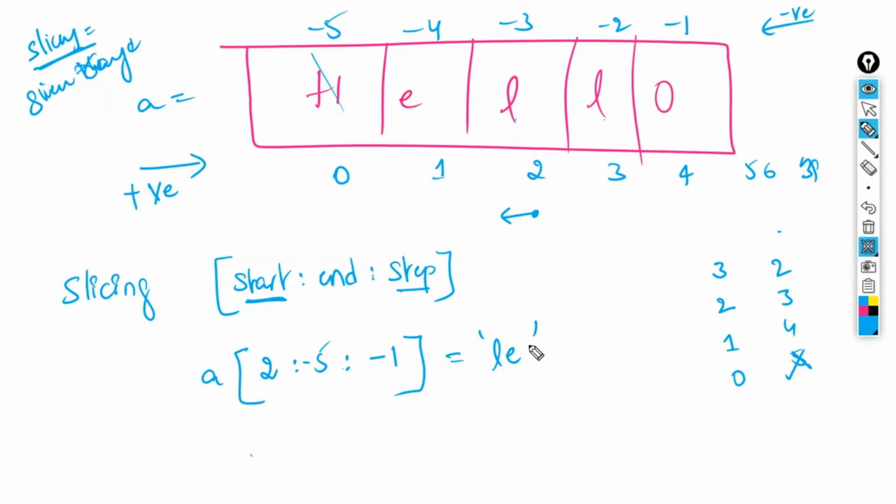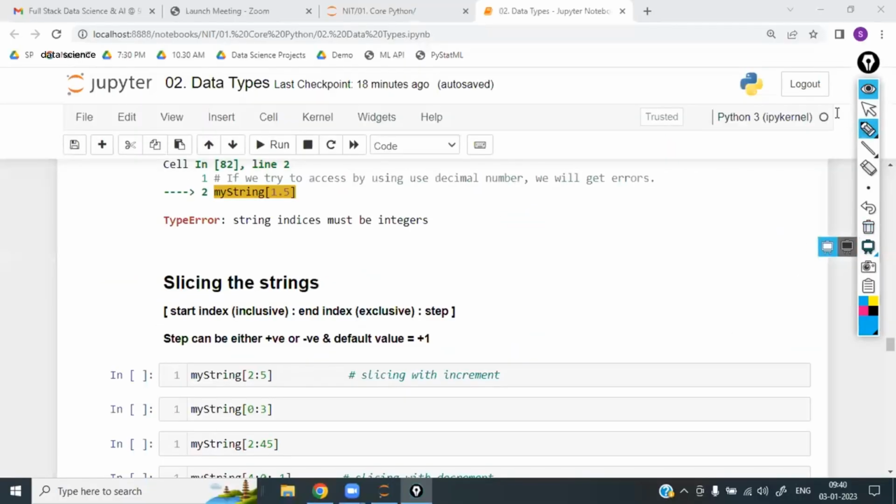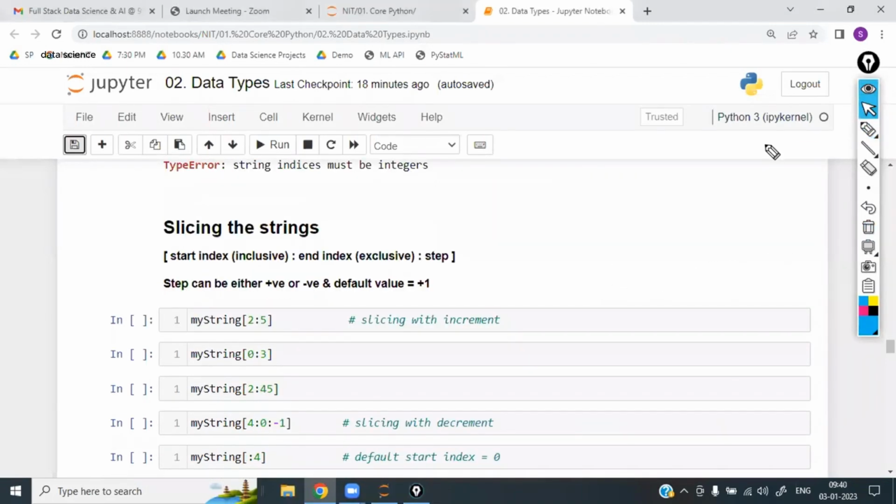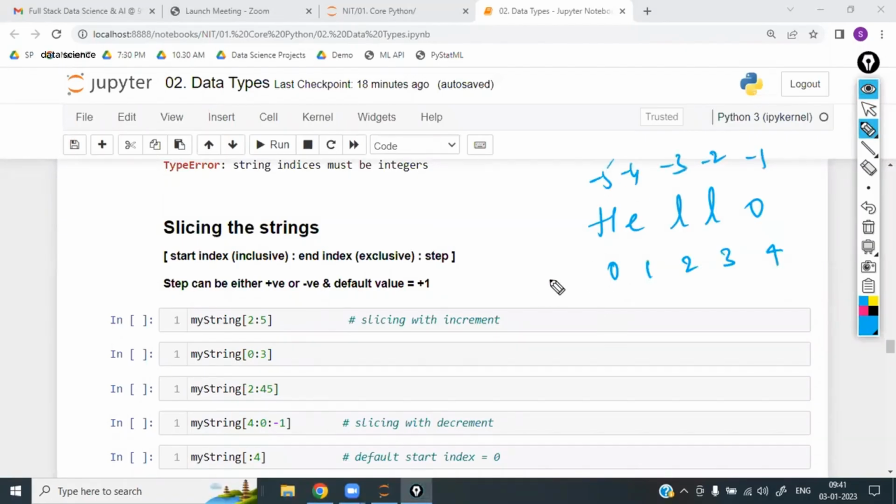So whatever I have explained now, let us see the coding part. Okay. So H-E-L-L-O: 0, 1, 2, 3, 4. Minus 1, minus 2, minus 3, minus 4, minus 5. This is the positive direction. This is the negative direction. Now, this is stored in the variable called my string.